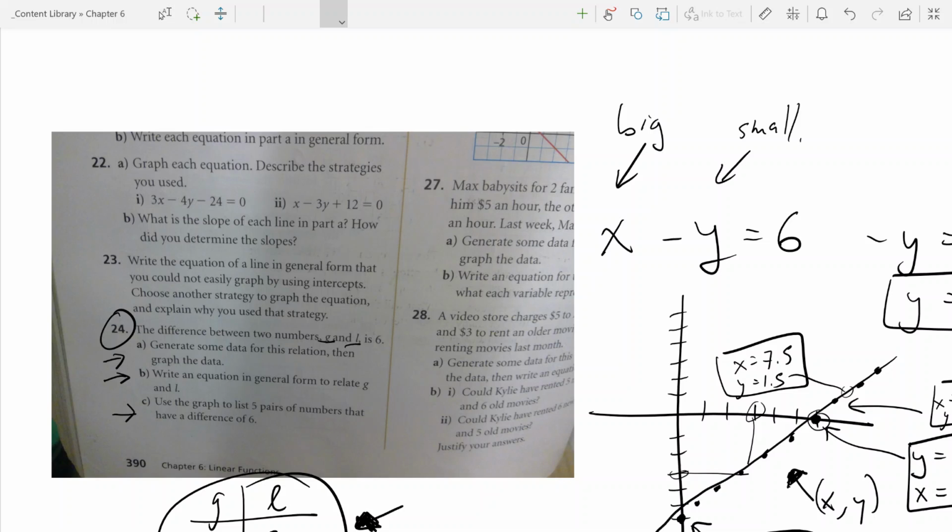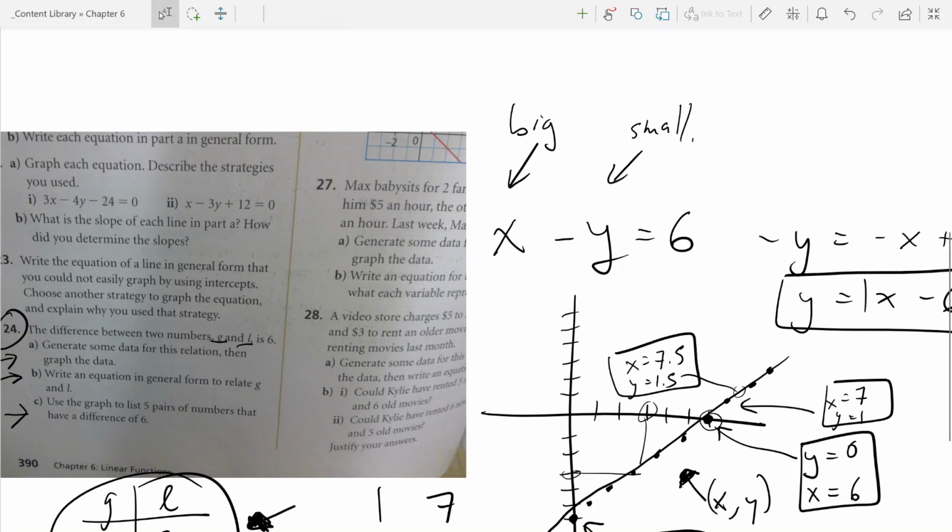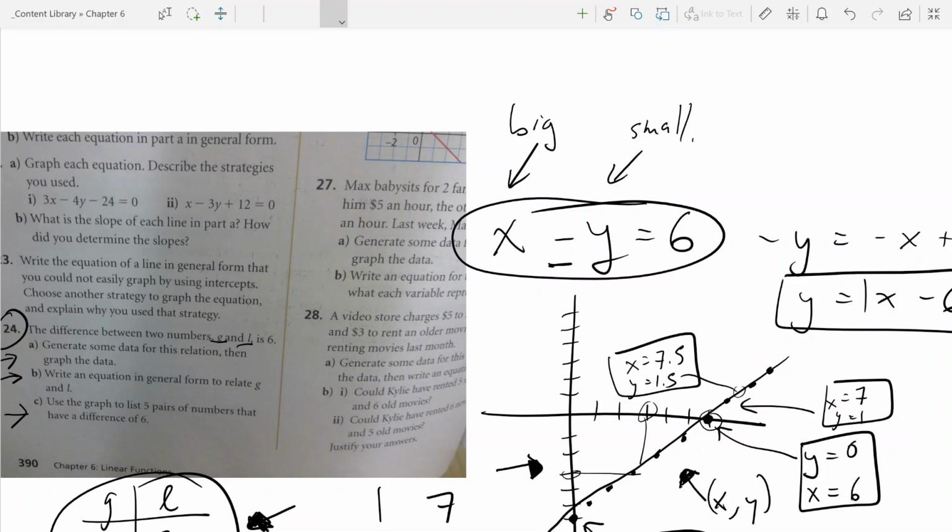I think it said to list 5 pairs, which are pretty easy. You could just write them out: 1 and 7, 2 and 8, 3 and 9, etc., that kind of thing. Or you could use your actual graph to see what they are. The important thing about this question is understanding how to set up the equation. When it says difference, it's negative, as well as translating it into a graph.